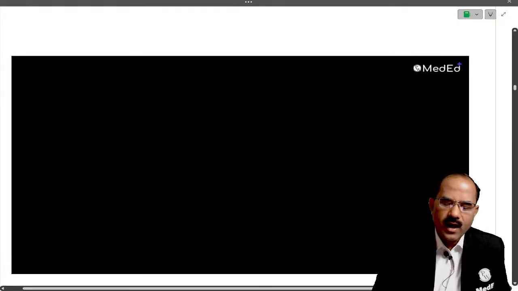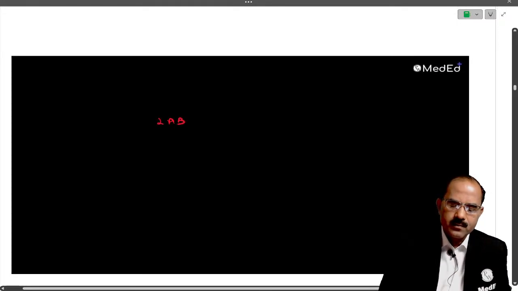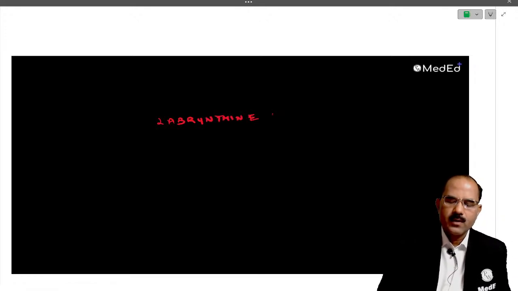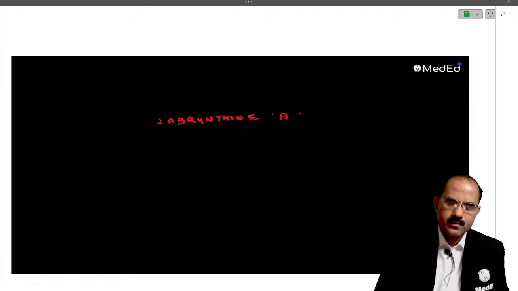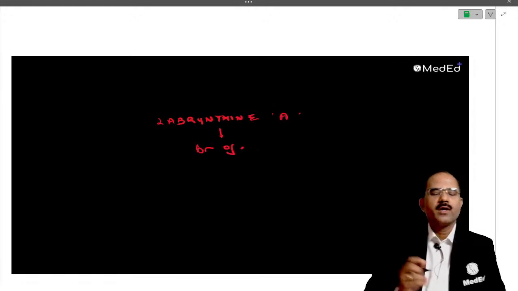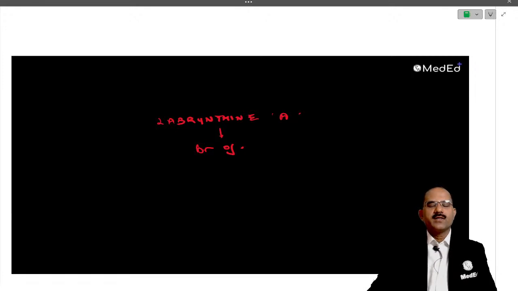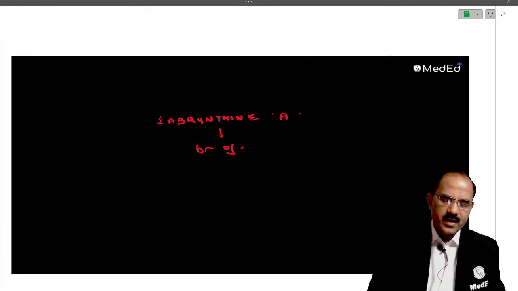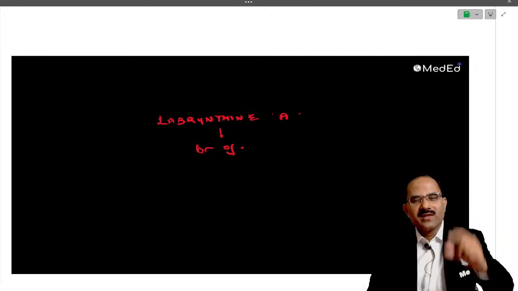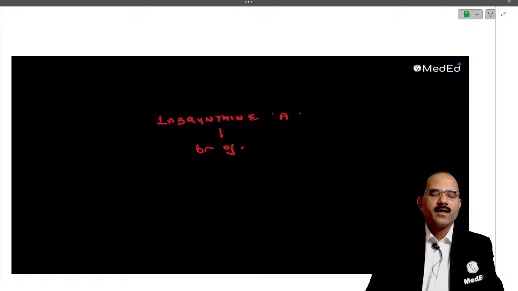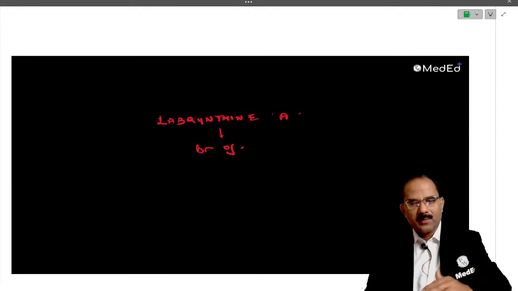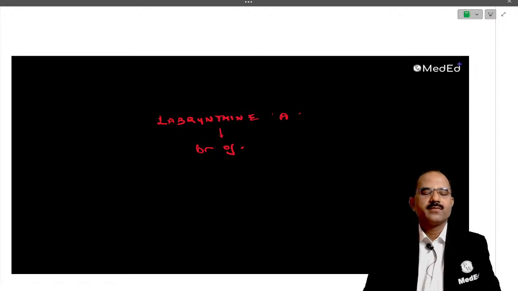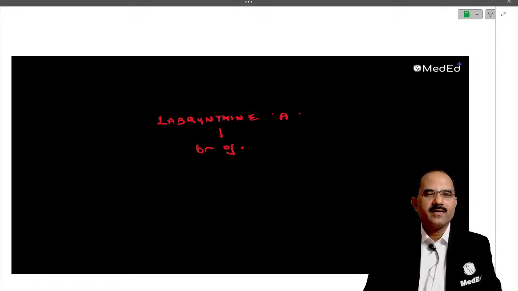Tell me, labyrinthine artery is a branch of. Come on, answer this. Labyrinthine artery is a branch of. That was an MCQ which was previously asked. Till now we used to say labyrinthine artery is a branch of basilar, right? But recently it has been shown it's a branch of what? Any updates on this?